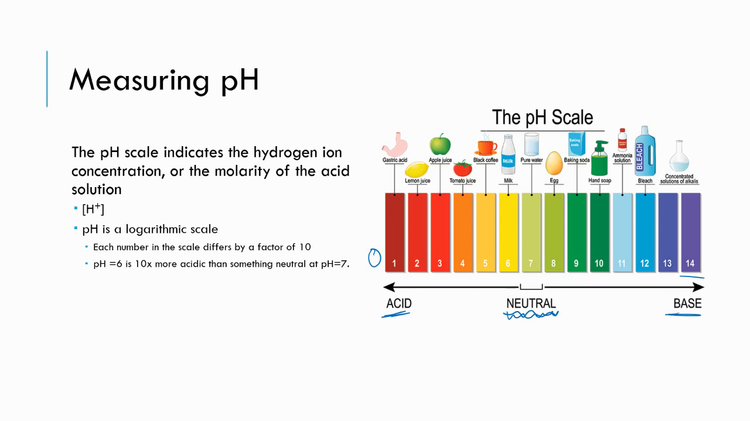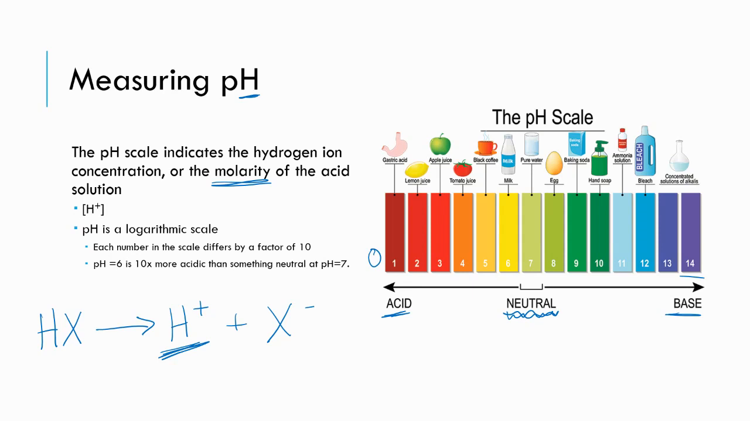Well, pH is technically a way for us to indicate the level of H plus concentration in a solution, or the molarity of that acidic solution. So remember, we talked about that acid. Even if I have a generic acid here like HX, that's going to break apart in solution into H plus ions and then whatever my anion is, X there. So it's a measure of how many of those H plus ions there are.